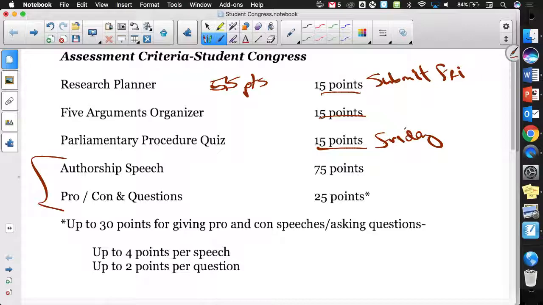So doing the legwork leading up to the speech can certainly help you out with it. You're also, just like your last speech, going to turn in to me a research planner, a speech planner and a works cited page.